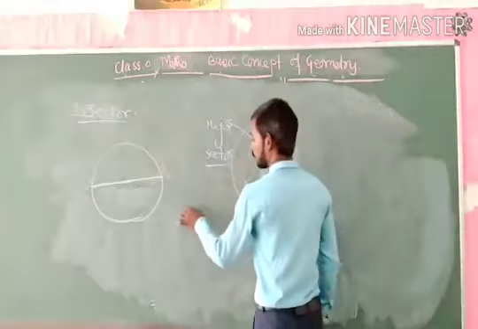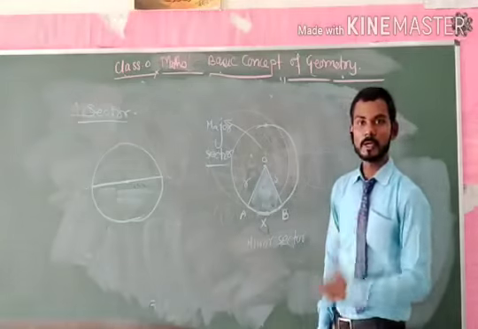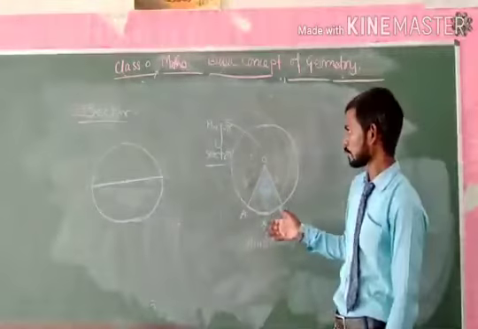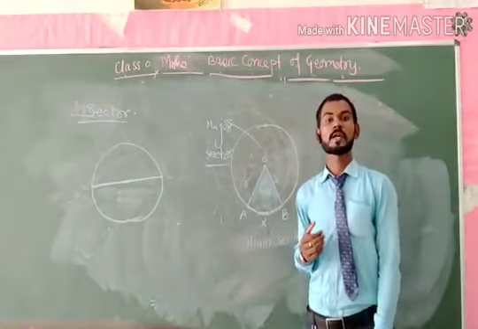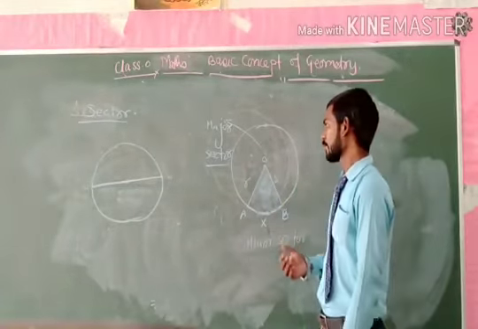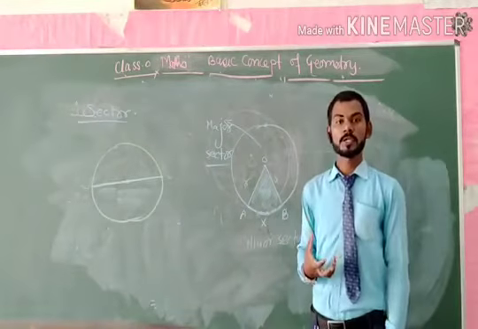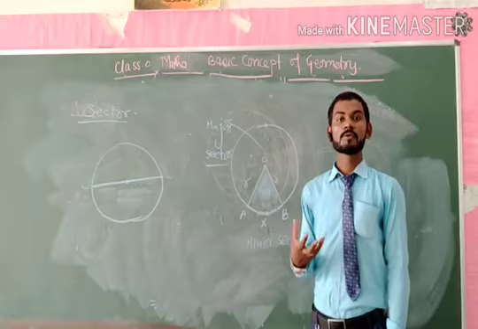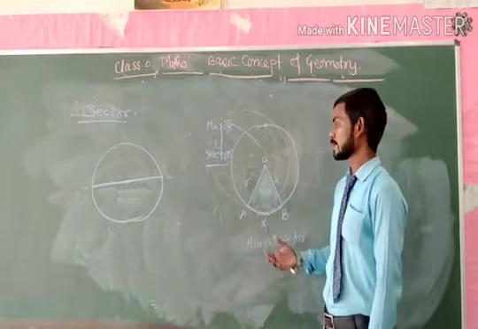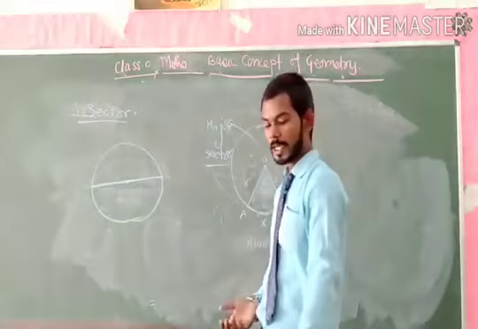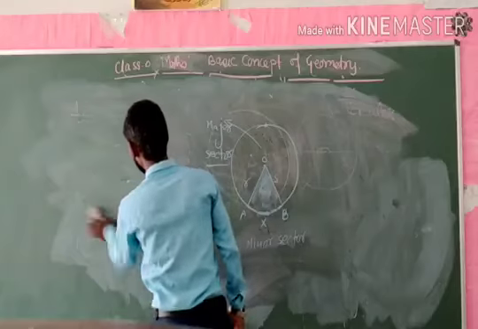As we know, the plural form of radius is radii, so we use the word radii in the definition of sector. Please listen to the definition of sector once again. We define that a sector of a circle is a portion formed by two radii and one arc. And the last one is the concentric circle.